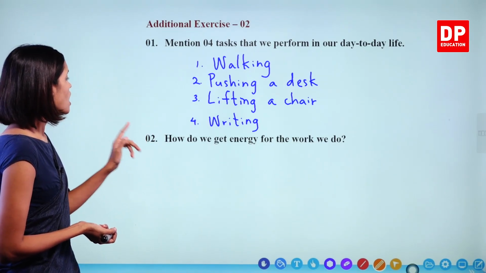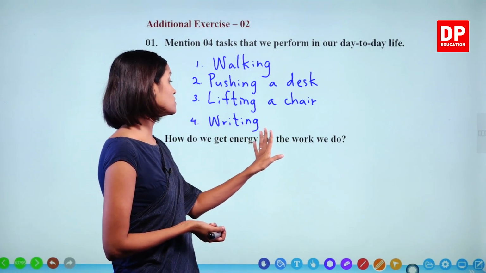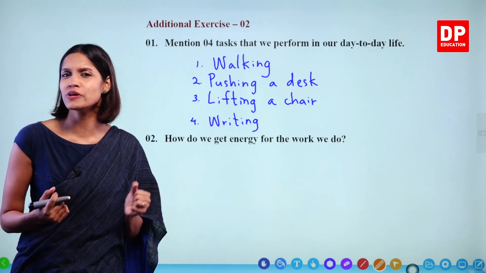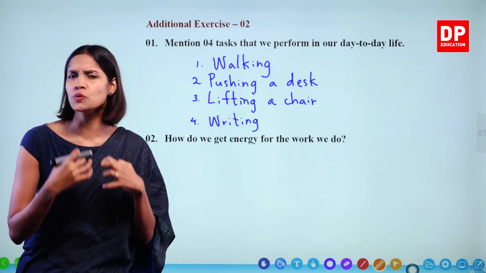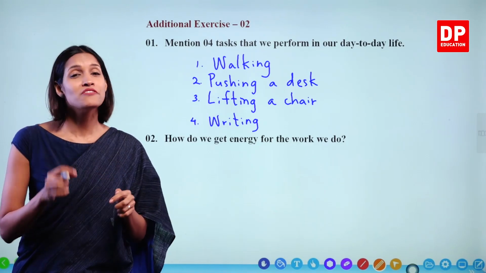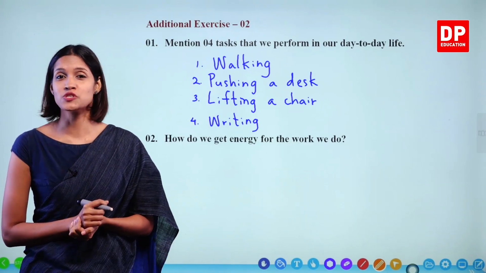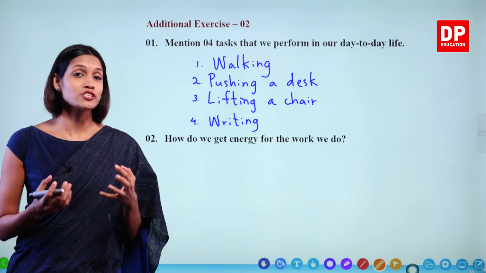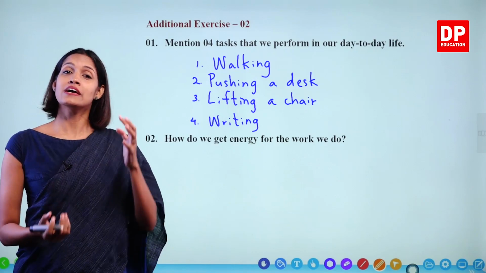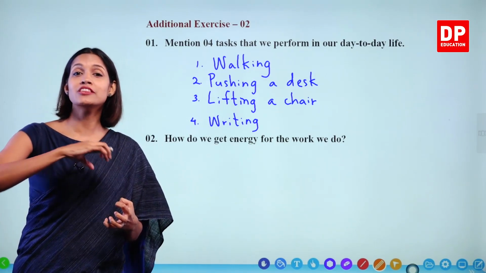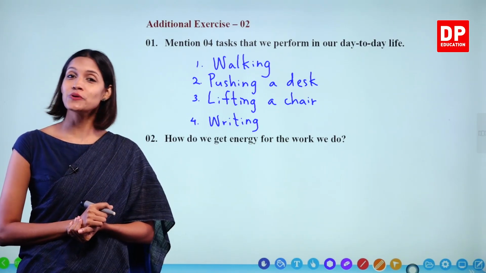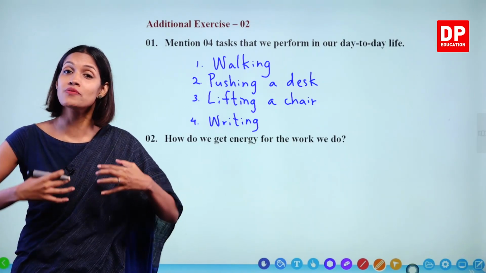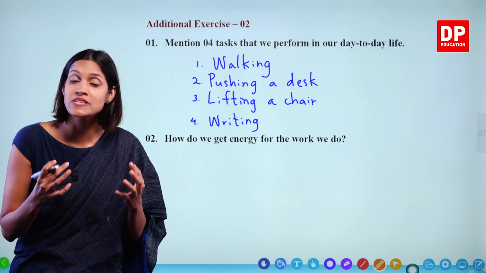Number 2. How do we get energy for the work we do? How do we get energy, children? What do we have to do in order to get energy? Do you remember how our body can produce energy? We learned it in the first lesson under respiration. So what is respiration? Respiration means production of energy in your body by the food you eat reacting with the oxygen you inhale. Okay, children, so that whole process is coming under respiration. That is how our body generates energy or produces energy.